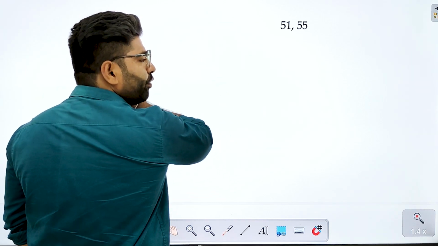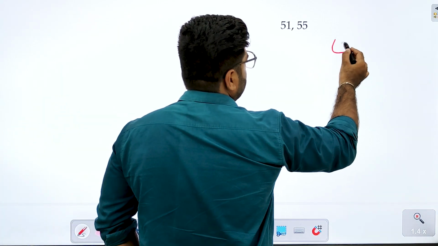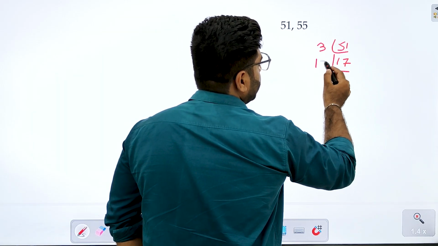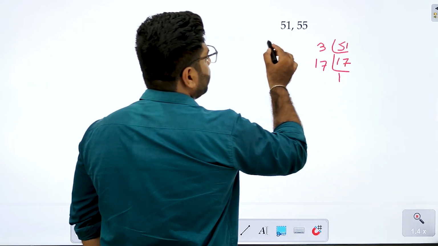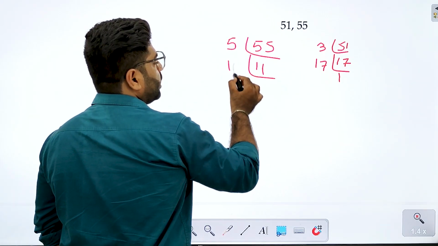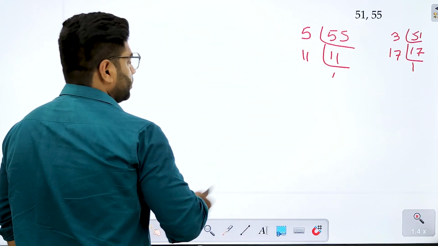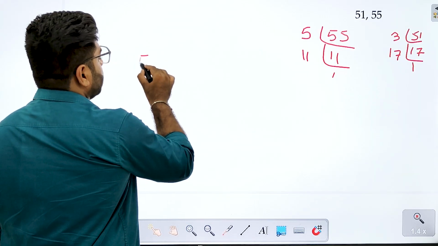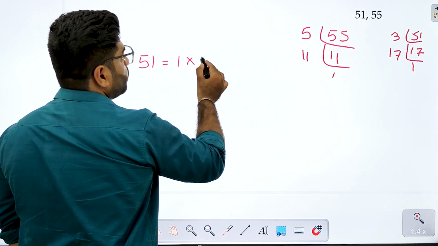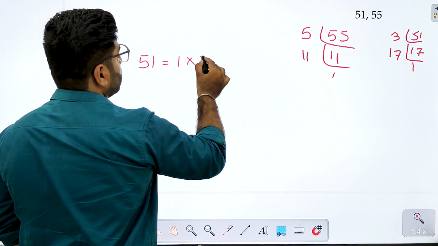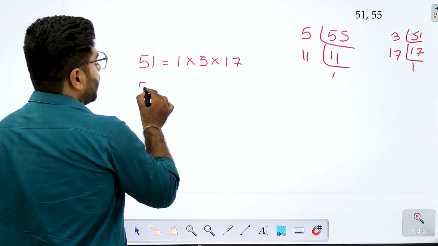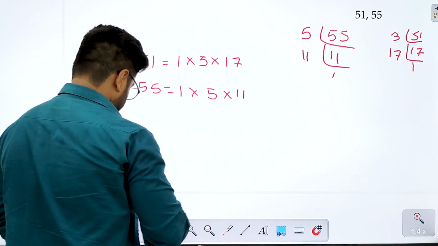Let's find out the factors of 51. Okay. If we divide by 3, we are having 17 and then 17 is a prime number. Okay, after that we are having 55. Let's divide by 5, then we are having 11, that again 11, that is 1. Clear? So here we are having 51 equals to 1 into 3 into 17. Okay, next we are having 55, 1 into 5 into 11.